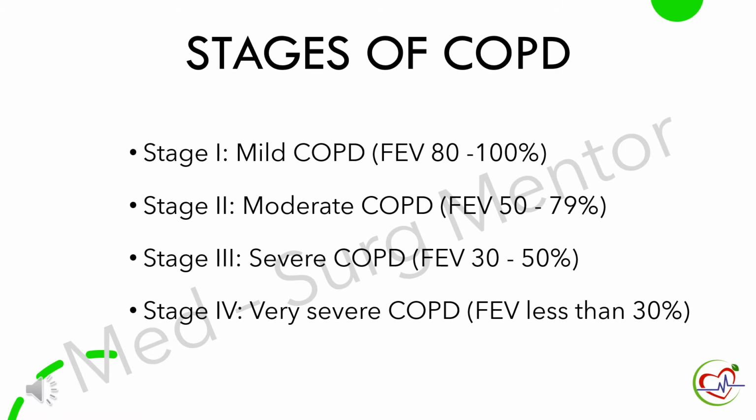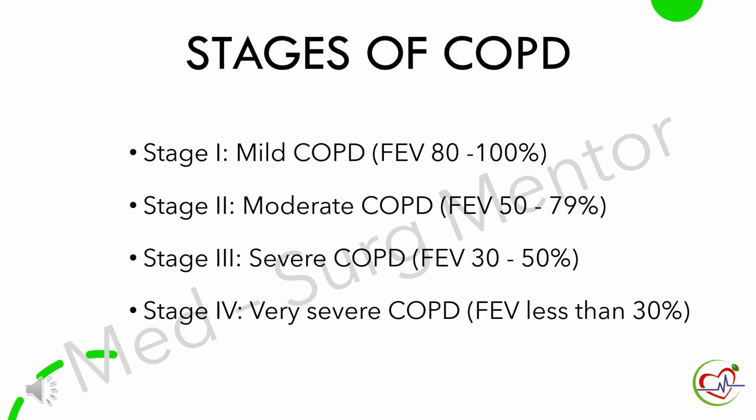Stages of chronic obstructive pulmonary disease. There are mainly 4 stages, and they are Stage 1 mild, Stage 2 moderate, Stage 3 severe, and Stage 4 very severe. Let's see each one in brief. Stage 1 is mild COPD, and in this stage forced expiratory volume is between 80 to 100% of the predicted value. This stage is considered as mild and often missed, but lung damage begins in this stage.